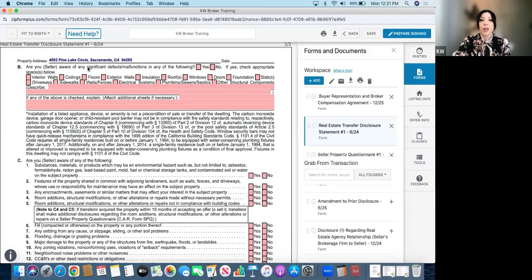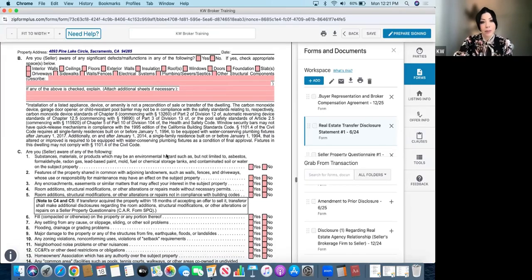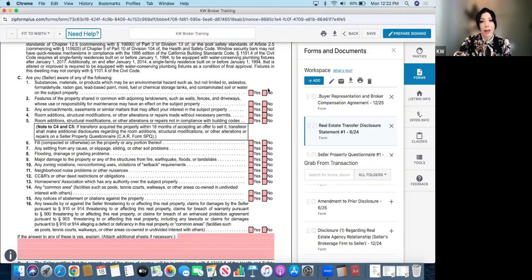This is important. Are you, the seller, aware of any significant defects or malfunctions in any of the following? Yes or no. If the client says no, but you know there are some items, you could let them know, hey, do you remember you said you had an insurance claim because there was a pipe burst, or you had a roof leak? You can advise them to amend this and make changes. Okay. And then here are some real quick yes or no items to fill out.